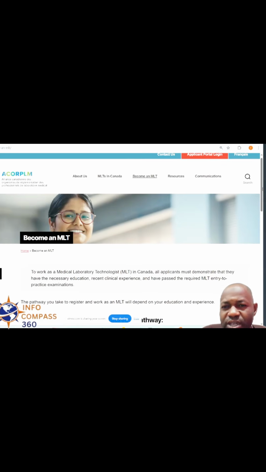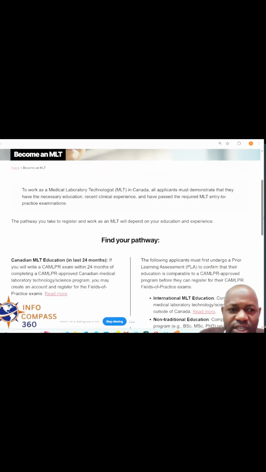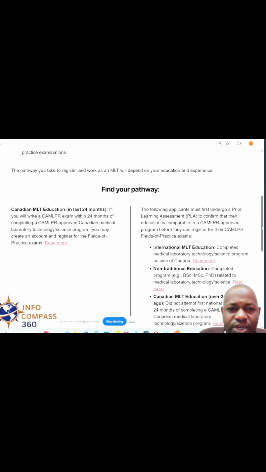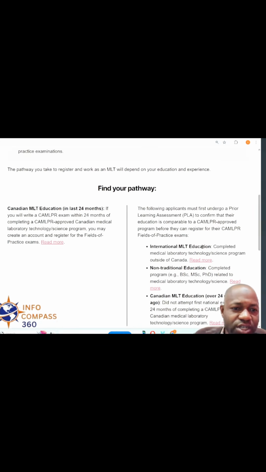Today we're looking at the CAMPLR, which is the new organization in charge of assessing how to practice as a medical laboratory technologist in Canada. These are the different pathways via which you can become a medical laboratory technologist, also internationally educated MLTs.